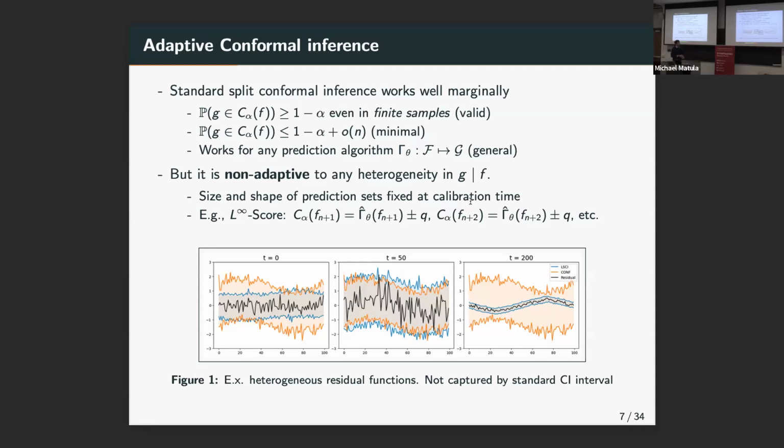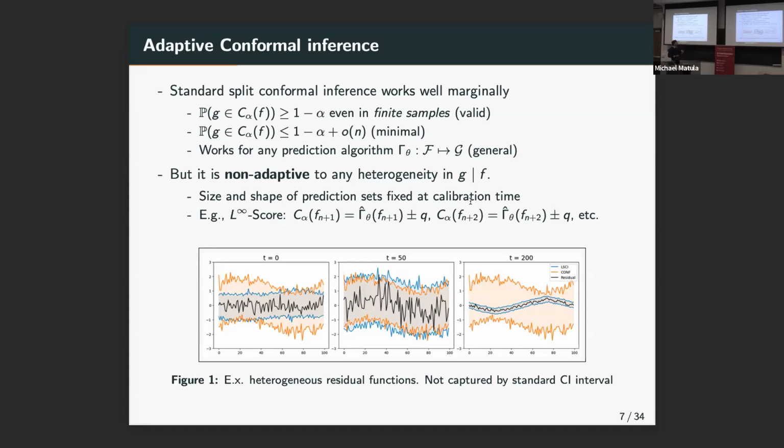So I just gave an example here where the residual function is given by this black function here. And this is showing a process where I had the residual that we were trying to cover, and its amplitude and shape were changing as a function of time.